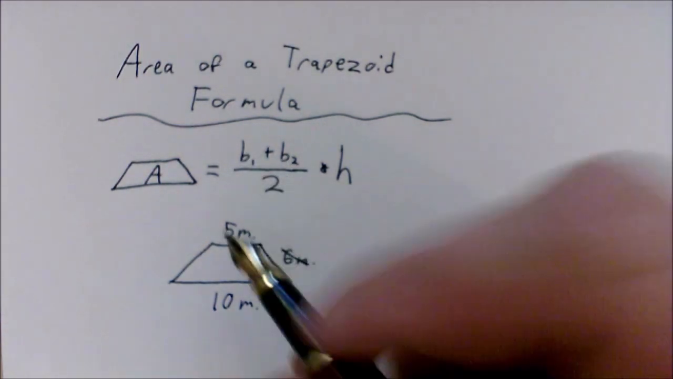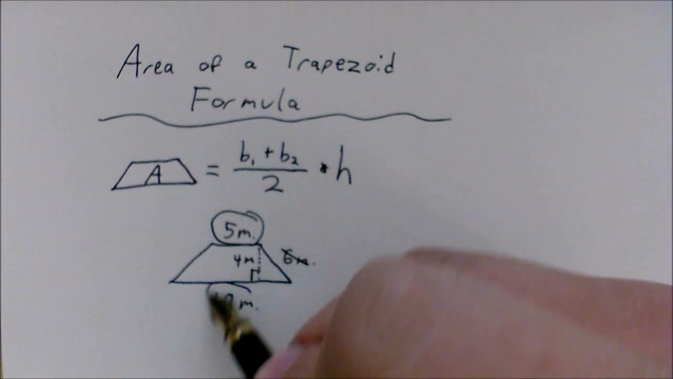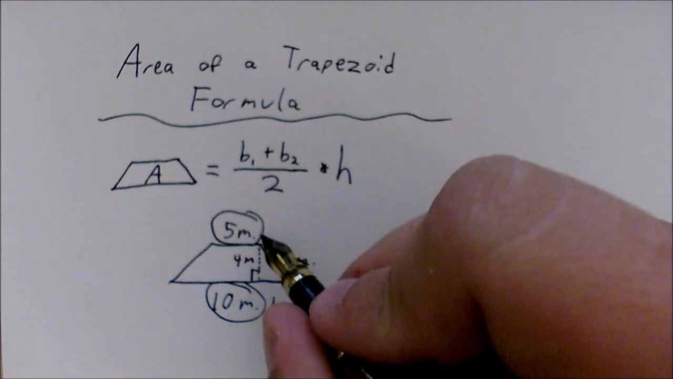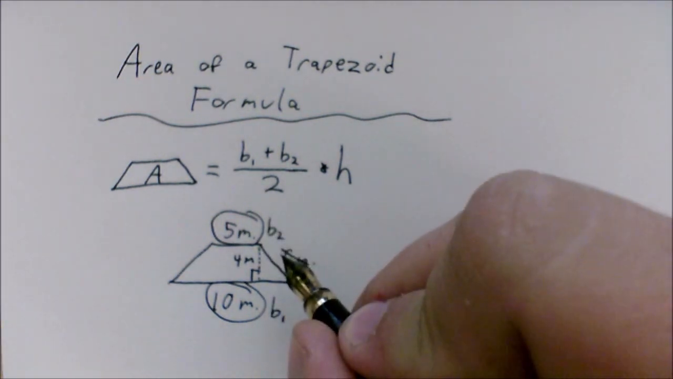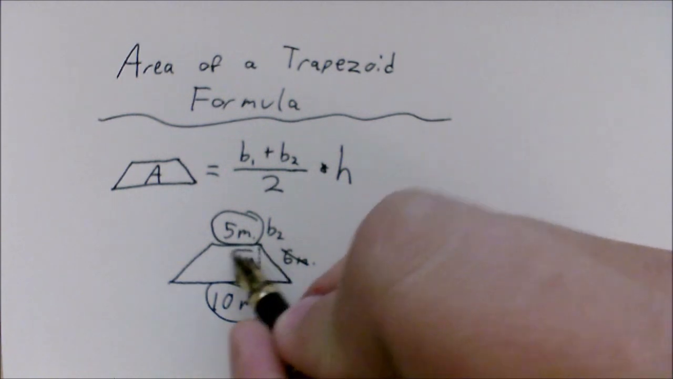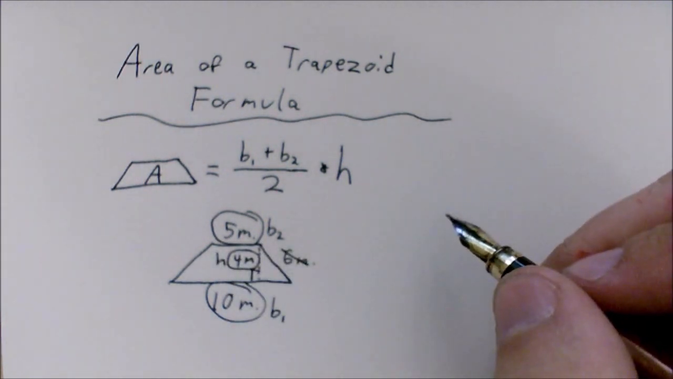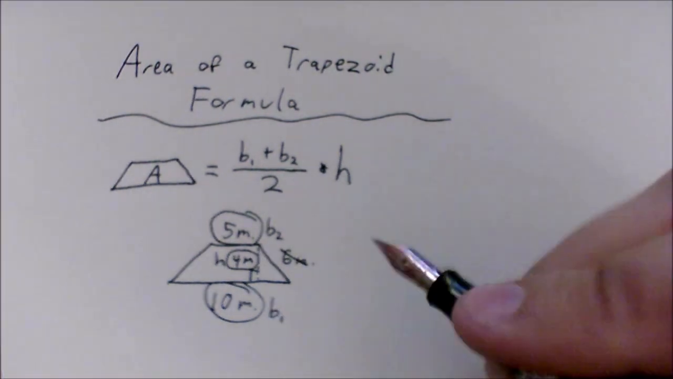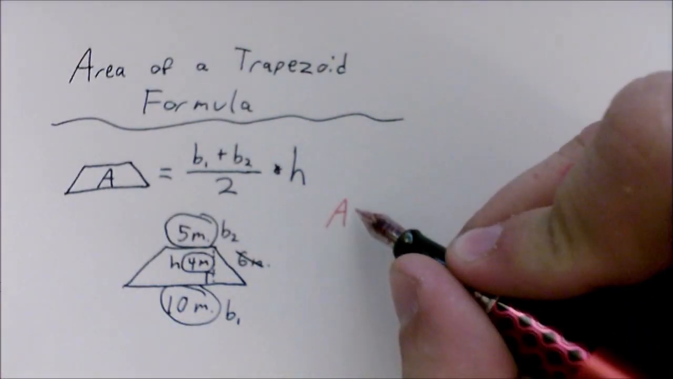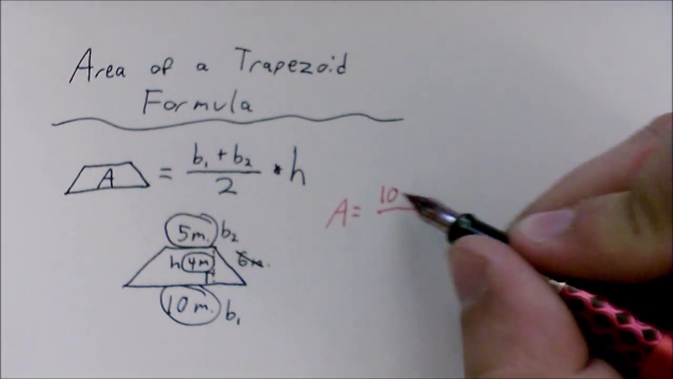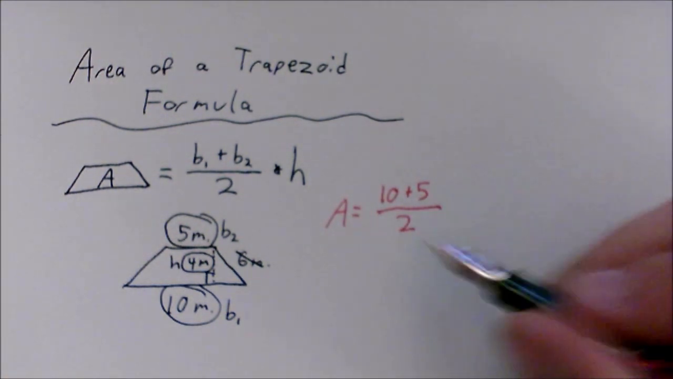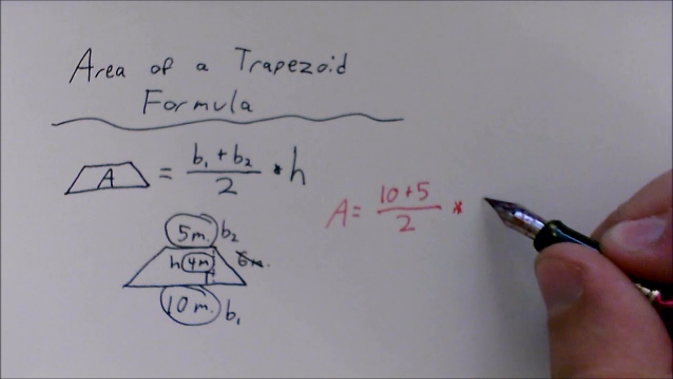Using this formula, we have two bases. It does not matter which one you label as which. We will call this one base 1, we will call this one base 2, and naturally, that would make this 4 meters the height. Now, we can simply take all of those amounts, plug them into our formula, and solve. So, the area of this trapezoid will be 10 plus 5 divided by 2, and this amount will be multiplied by 4.